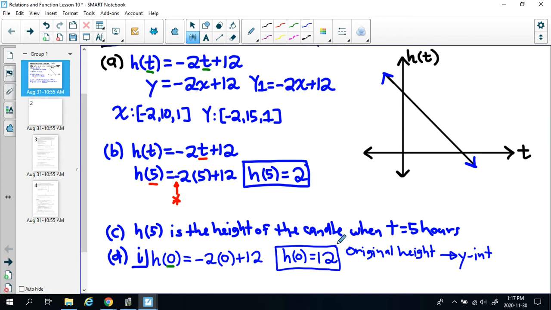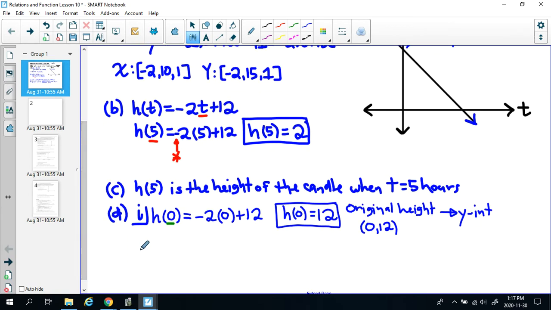Okay, so the y-intercept here, you have an x-coordinate that's 0, because that's your time value. Your time value is 0, and your height would be 12. And if you want to, you could actually label this on the graph here. You could say this is 0, comma, 12. That's my y-intercept.